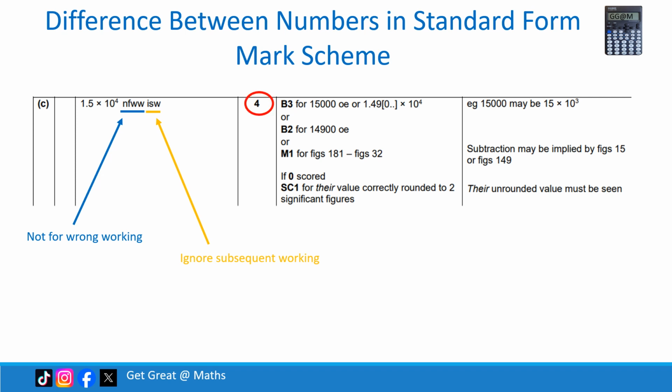This was worth 4 marks in total. B3 means there are 3 method marks for getting this stage or equivalent. B2 are 2 method marks for getting to this stage. B1 is 1 method mark for getting here. If you didn't get any marks on the question for what you've done, but you rounded your answer correctly to 2 significant figures, you can get 1 mark for doing the rounding correctly.